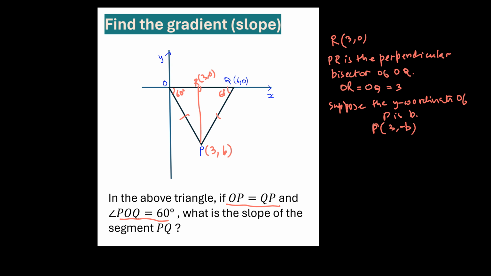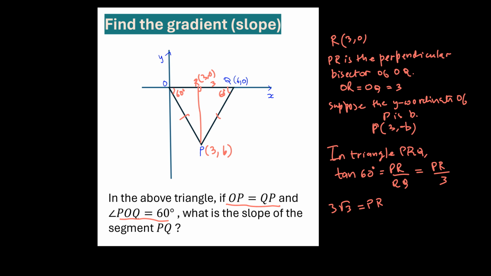Then what I can write is in triangle PRQ, we can say tan of 60 degrees is equal to PR over RQ. So we said that RQ is 3. That is PR over 3. Tan 60 degrees is root 3. So 3 root 3 is equal to PR.